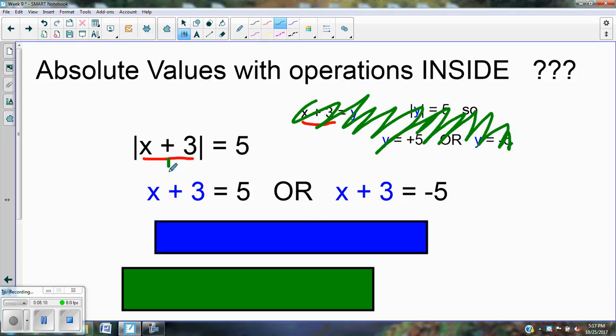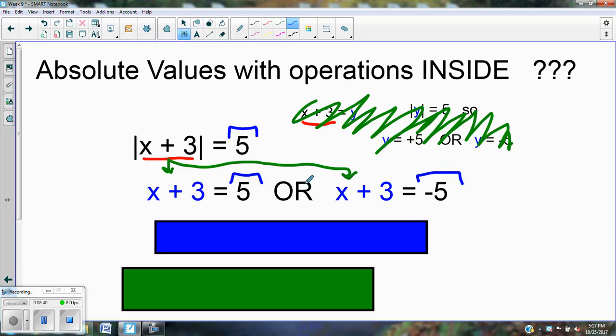Really, what happened was that x plus 3 is here and here. Everything that's underneath or inside the absolute value stays. x plus 3 is still x plus 3. It's still x plus 3. It's the other side that changed. So instead of being equals 5, one of them still has equals 5. One of them has equals a negative 5.